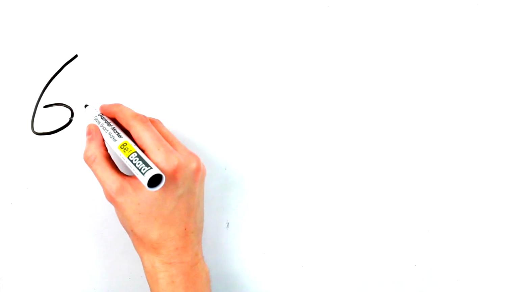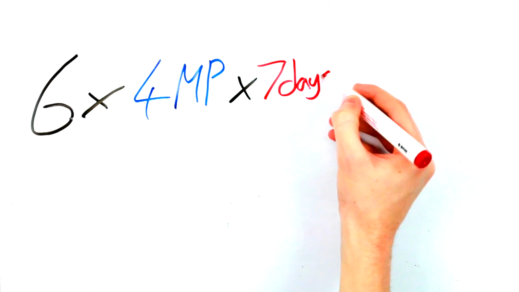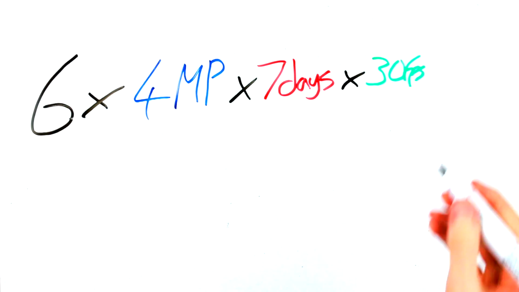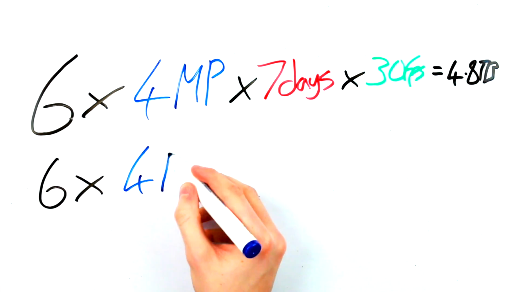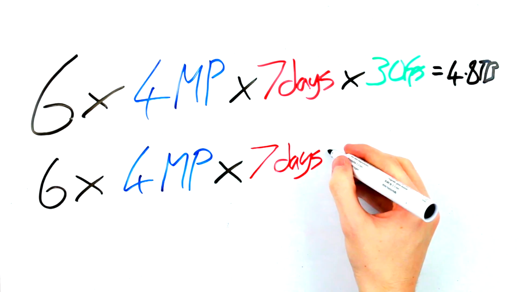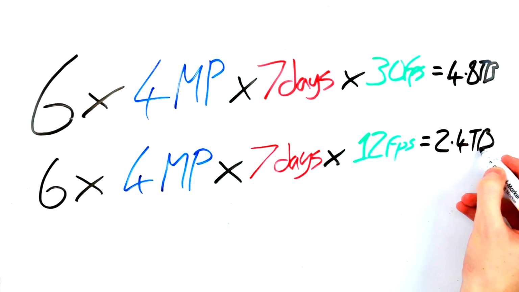Now you might be wondering why we don't use more frames if our eyes are capable of understanding more. Well, the simple answer is storage space. To help you understand, I'll give you an example. If you record 6 4 megapixel IP cameras for 7 days at 30 frames per second, you'll need 4.8 terabytes of storage space. Compare this to recording the same setup at 12 frames per second, then you're only using 2.4 terabytes. So if you don't want to be spending extortionate amounts of money on storage, then you won't want to record any higher than 12 to 15 frames per second.